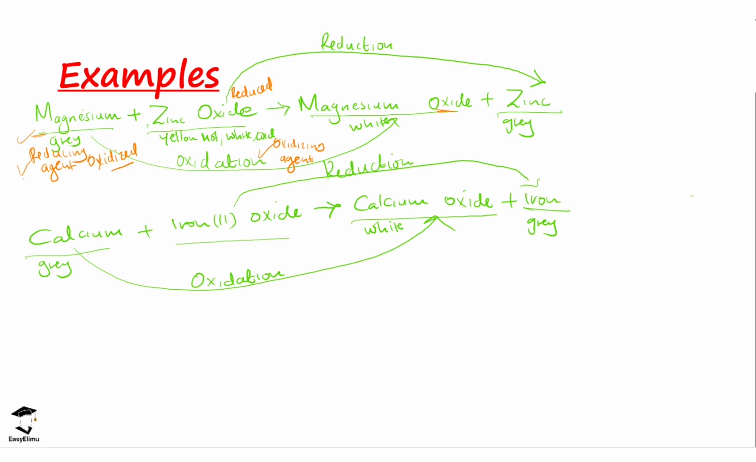Looking at our second equation, calcium is moving from calcium to calcium oxide. So you can see it is being oxidized. It is the one that is taking away the oxygen from iron 2 oxide. So we call it the reducing agent. And our iron 2 oxide, you can see it's moving from iron 2 oxide to iron. It's losing the oxygen, so we say it has undergone reduction. But since it's the one that is donating the oxygen, you refer to it as the oxidizing agent. So that's how you are able to recognize which is the oxidizing agent and the reducing agent.